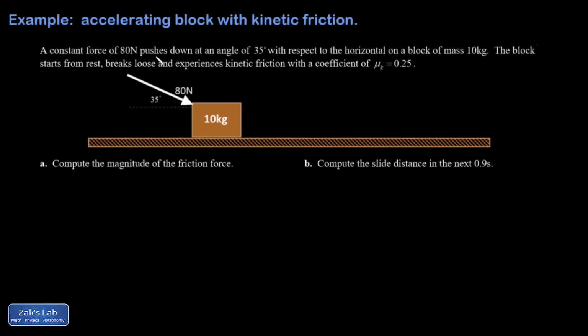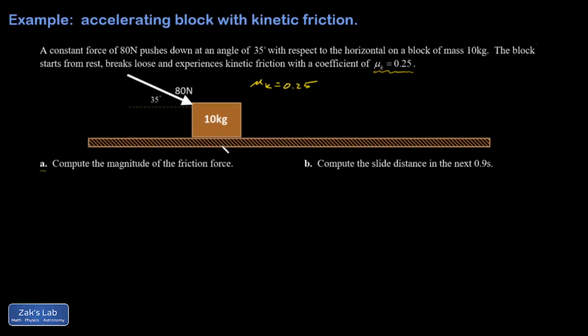Here we have a block accelerating because it's being pushed on by an external force of 80 newtons and it's experiencing kinetic friction. I prefer to just get that out of the paragraph so it's easy to see up here. And what we want in part A is the magnitude of the friction force. So we're going to need the normal force for that.